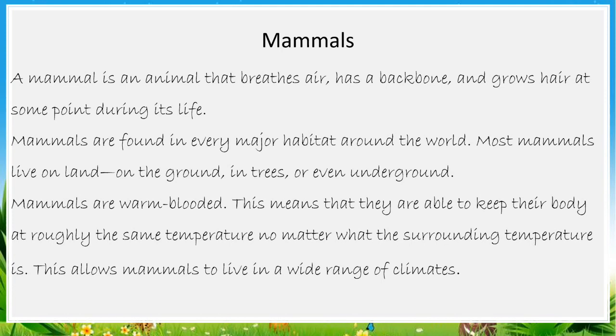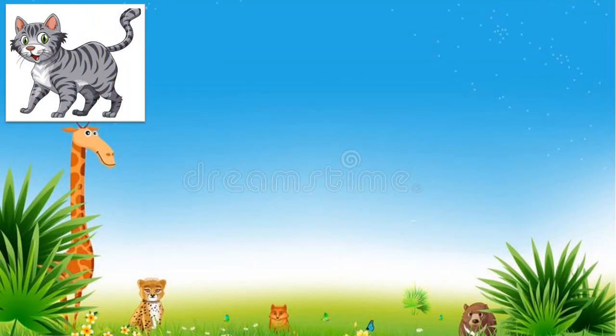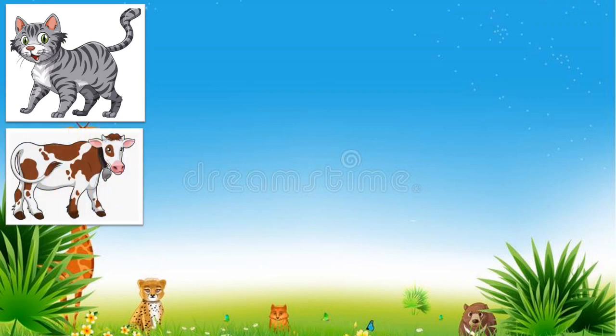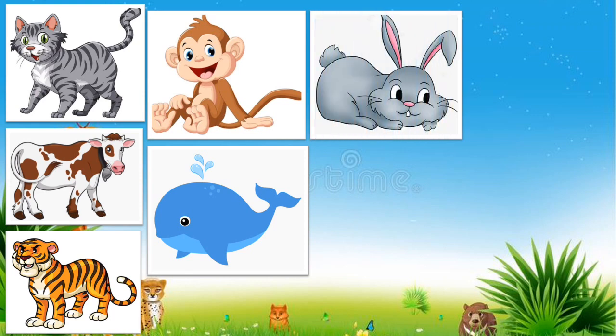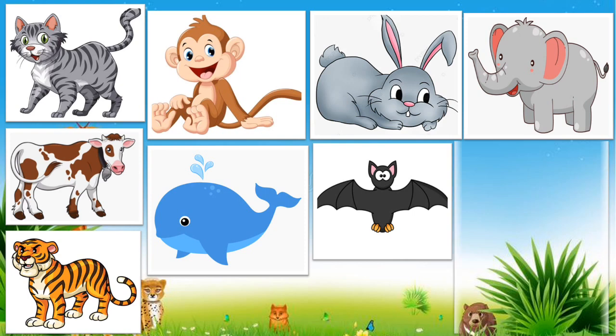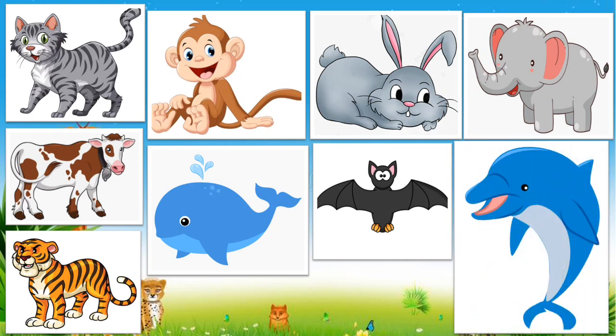So, mammals are found in every major habitat around the world. Like most of the mammals live on land. Here are some examples of mammals: cat, cow, tiger, monkey, whale, rabbit, bat, elephant, dolphin. Mammals give birth to their young ones. All these animals are mammals. Also, we humans are also mammals.